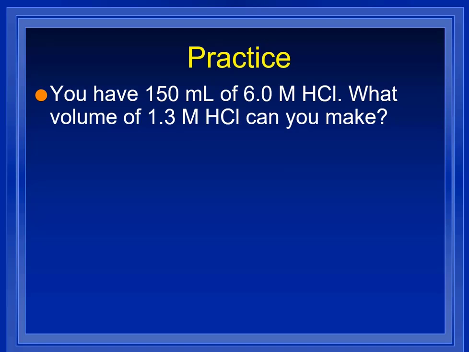You have 115 milliliters of 6 molar HCl. What volume of 1.3 molar HCl can you make? They give me one volume, one molarity, a second molarity, and they ask me for the second volume. So M1V1 equals M2V2 again, except this time we want V2, so I divide both sides by M2.